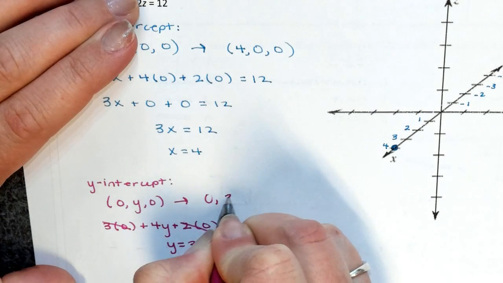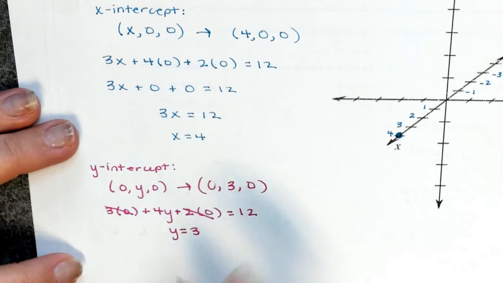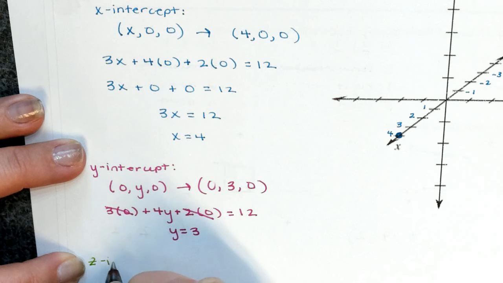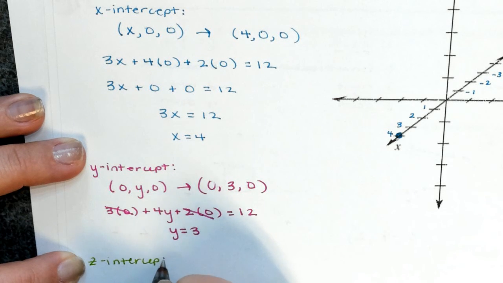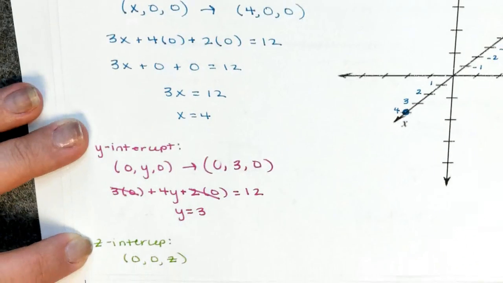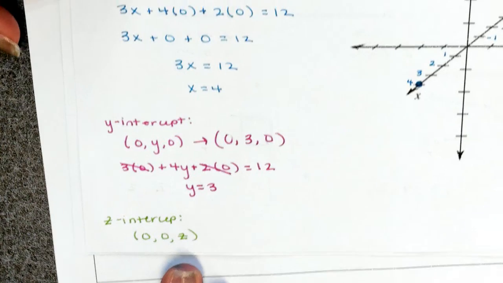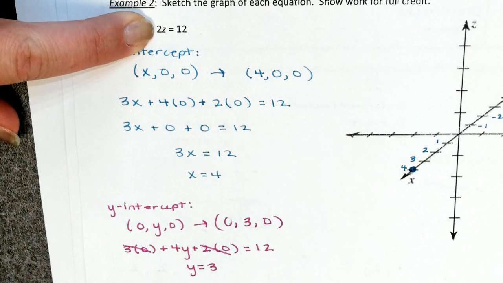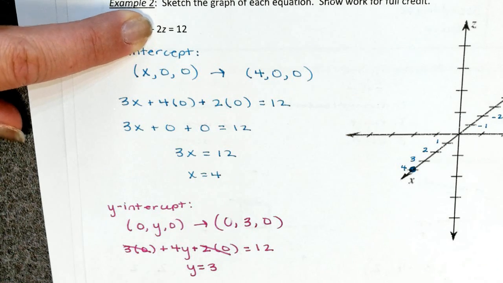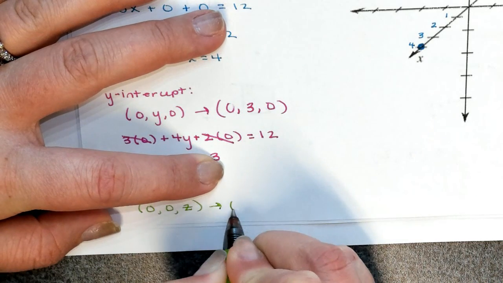So the next one would be like 6? Well, let's look. So our z-intercept has to be 0, 0, z. Right? So cover up your x and your y in there. 2 times what would your z have to be to get you 12? 2 times 6 gets you 12. So it is 0, 0, 6.